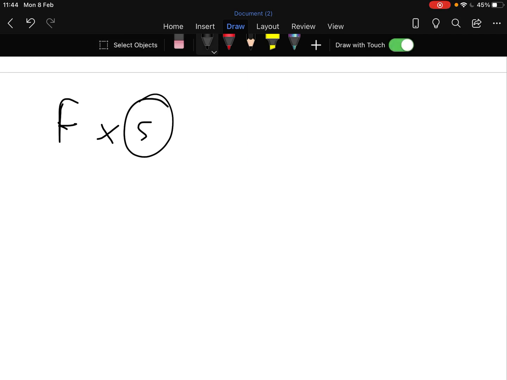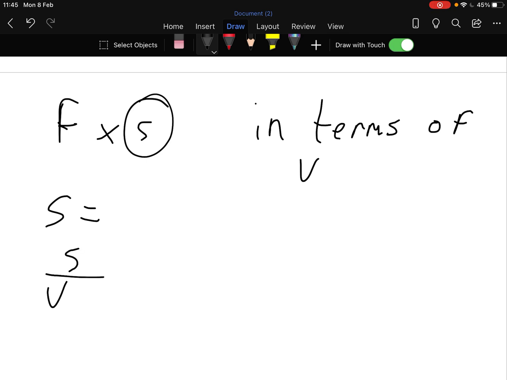So, yeah, and also it says there in the question, derive an expression in terms of V. So in terms of V, in other words, if you can get rid of the other values. So S is distance. So what's another way of saying that? Again, displacement is velocity by time. S, okay? So V by T.